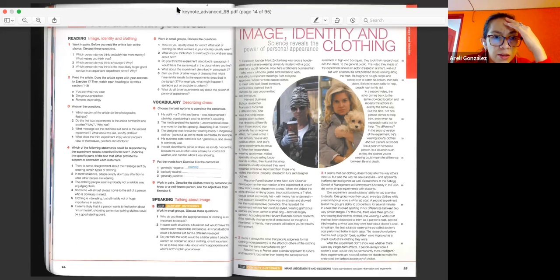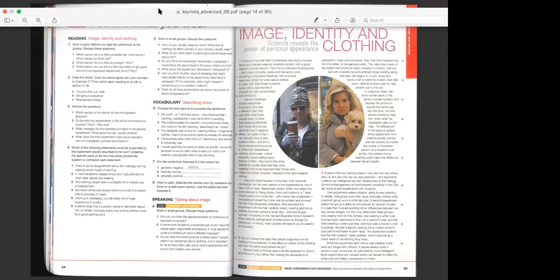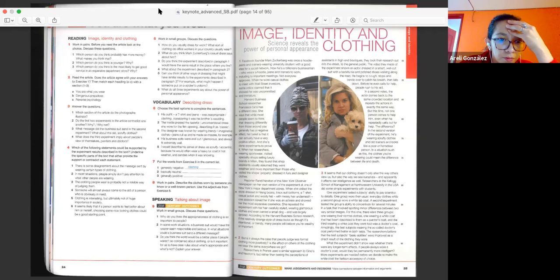Which one, teacher? You are supposed to read the 6 statements and decide which of the following statements could be supported by the experiment results described in the text. Okay, thank you. Which? You choose. All right.